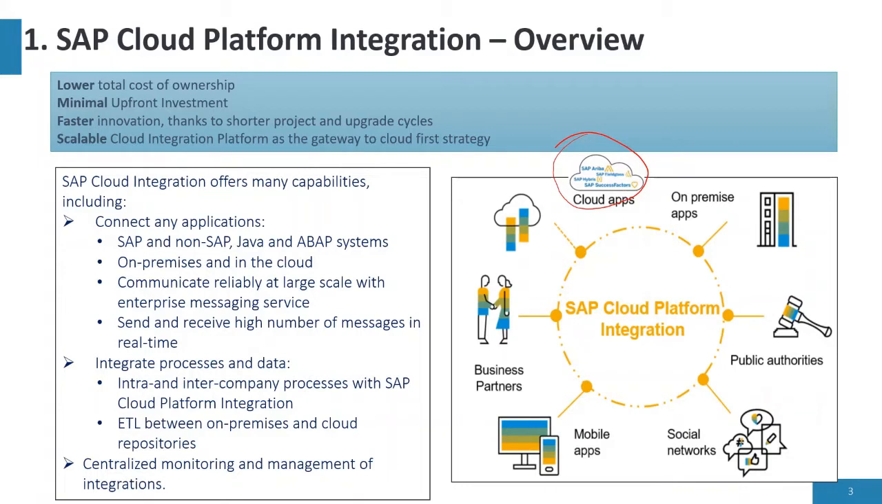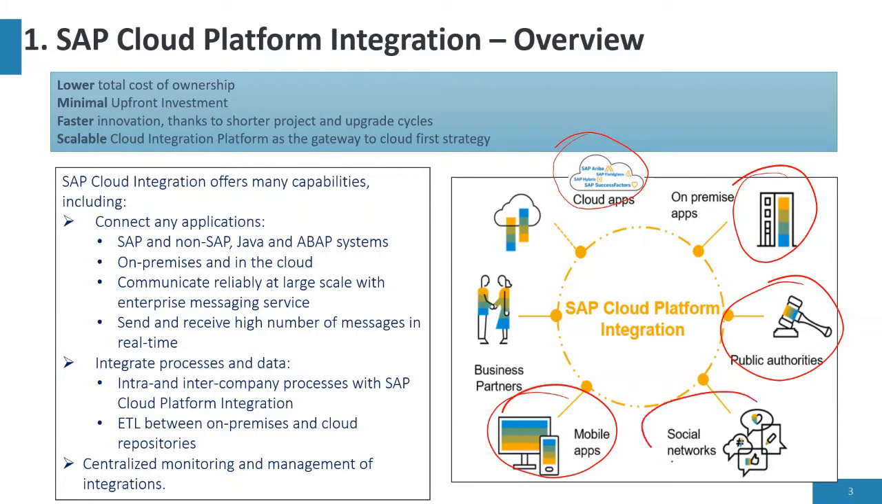Also, we can have non-SAP cloud systems. Then we will have on-premise systems. Then obviously we have the government servers, we have mobile applications, we have social networks, like Twitter, Facebook, and many more, Instagram, right? And we have business partners.